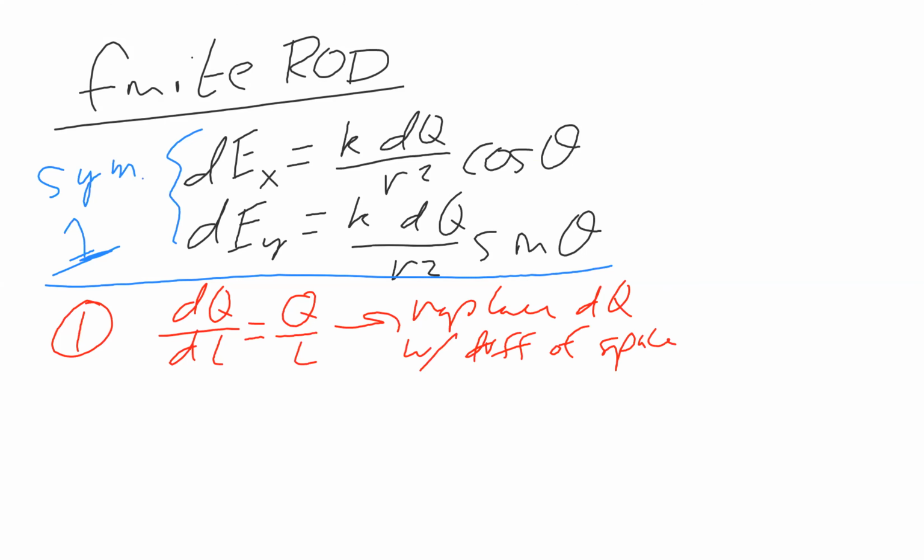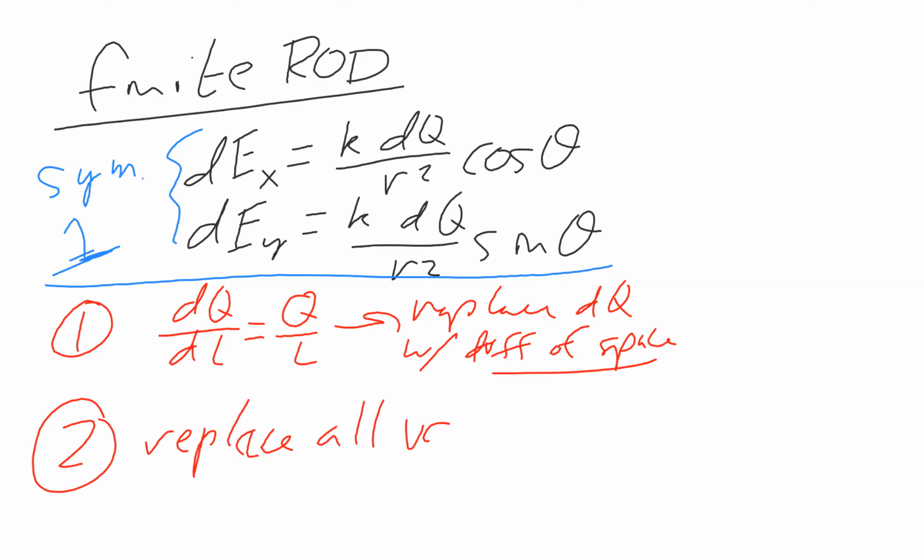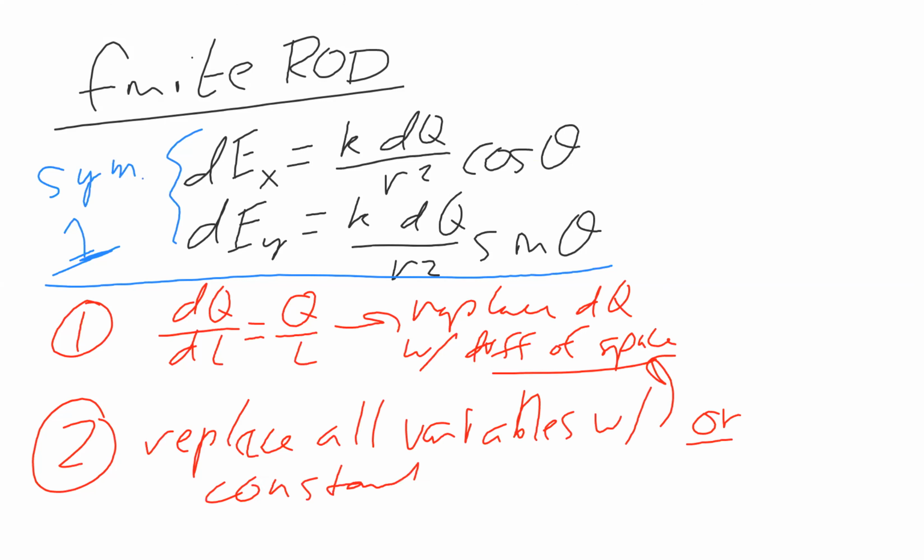Once I do that and I know which variable of space I'm replacing it with, then step 2 is to replace all variables in the problem with that spatial variable, or constants. Okay, so this is a rough overview guide, but hopefully we've seen this before and this is jogging a memory rather than covering new territory here.